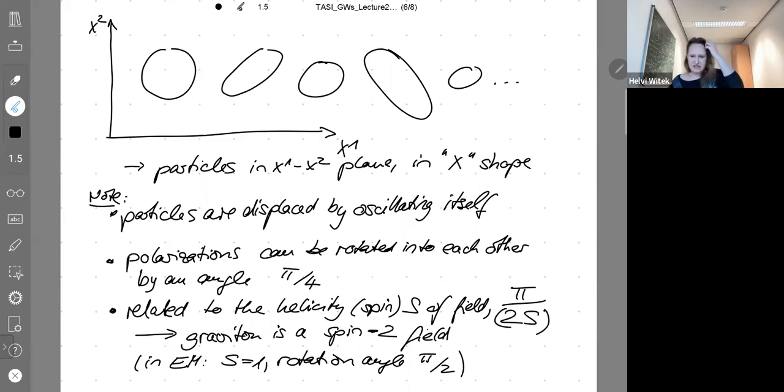Okay, so that was just a side note. And for the last about 10 minutes that I have here, I would like to go over some basic principles of gravitational wave detectors and how we can use this impact of gravitational waves on matter for gravitational wave detectors.